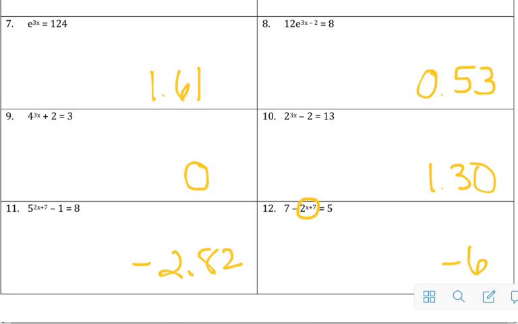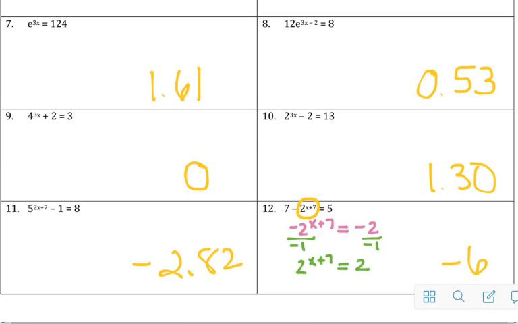How do we get rid of the 7? Subtract it. So we're going to have a negative 2 raised to the x plus 7 equals a negative 2. How do I get rid of a negative in front of a 2? Divide by negative 1 or multiply by negative 1. Either way, you're going to get rid of that negative. So divide by negative 1 here, and I get positive 2 raised to the x plus 7 equals positive 2.